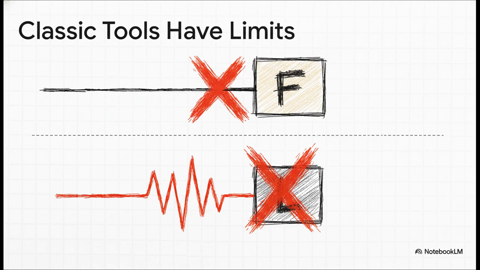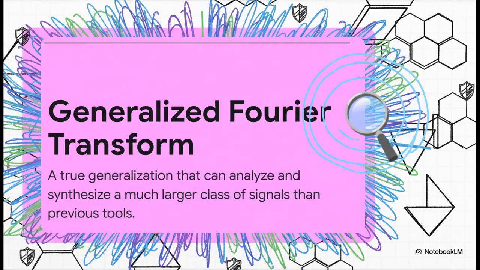Its successor, the Laplace transform, is even more powerful, but it still can't handle certain types of signals. We needed a true supertool. And that is where the generalized Fourier transform, or GFT, comes in. This thing is a true generalization. It was designed from the ground up to overcome the limits of the older tools. It can analyze and rebuild a much, much larger universe of signals that were totally out of reach before.